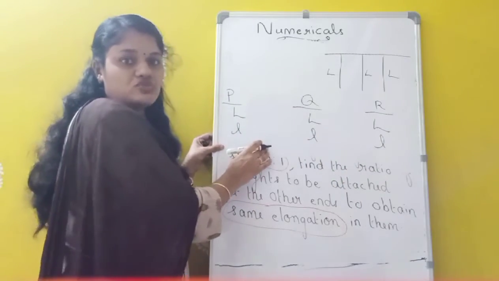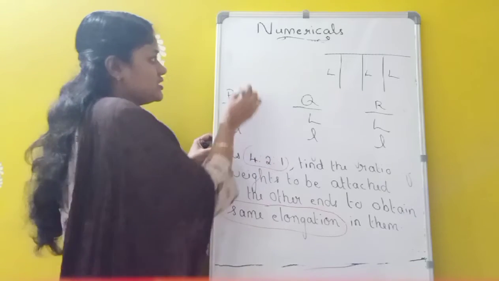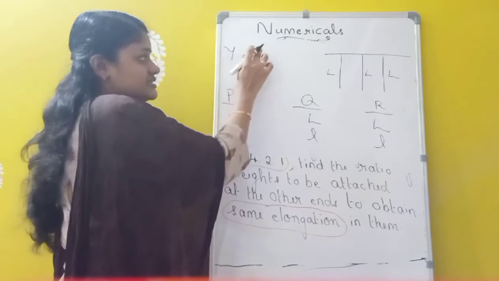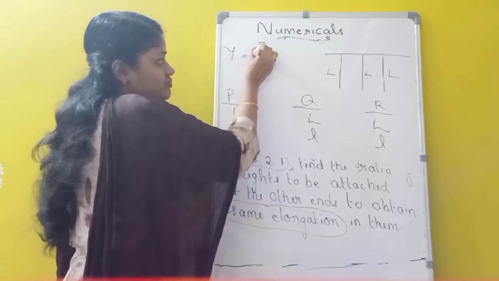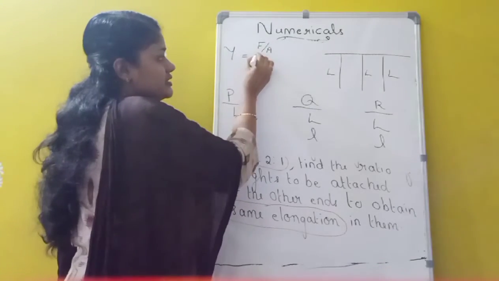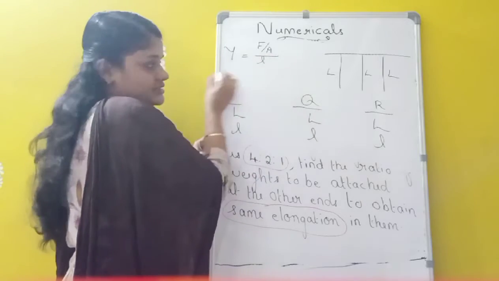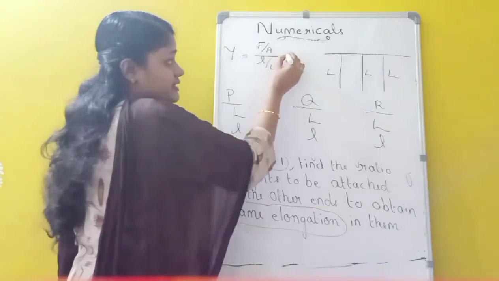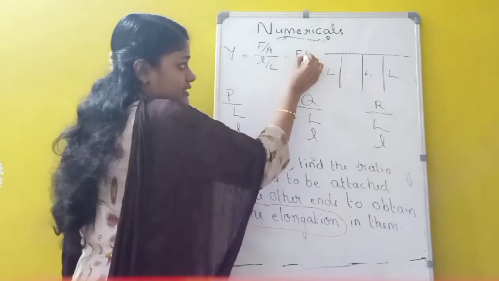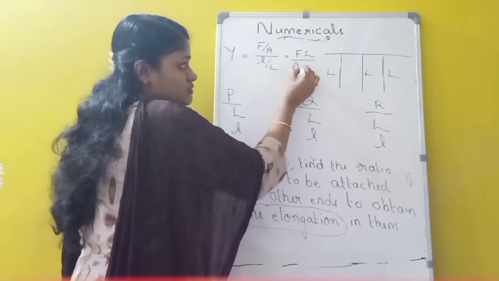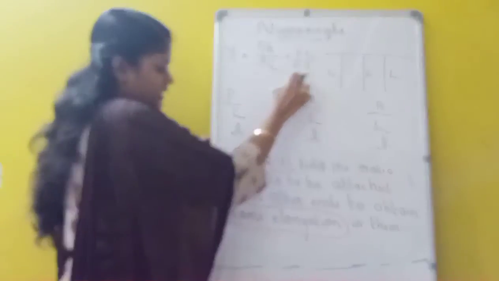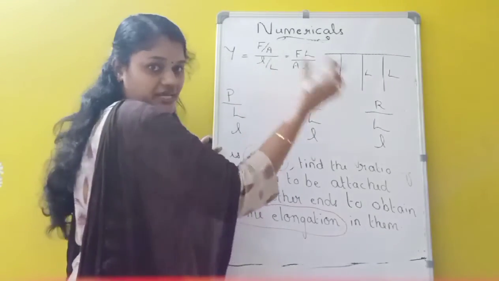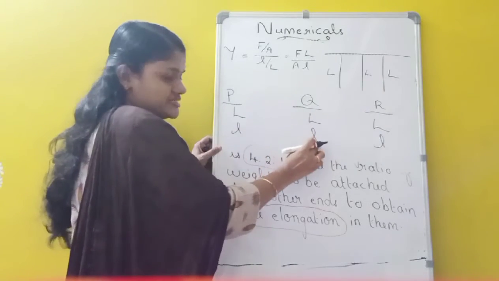Before doing this, we know the formula for Young's modulus. What is the formula for Young's modulus? Young's modulus, with symbol Y, equals stress by strain. That means stress is force by area, divided by strain, which is elongation divided by original length. Taking the reciprocal and multiplying, you will get F into capital L divided by A into small l. So this is the formula for Young's modulus. Here capital L is the original length of these wires, and the small l indicates the elongation. By applying force, the elongation of the wire is taken as small l.